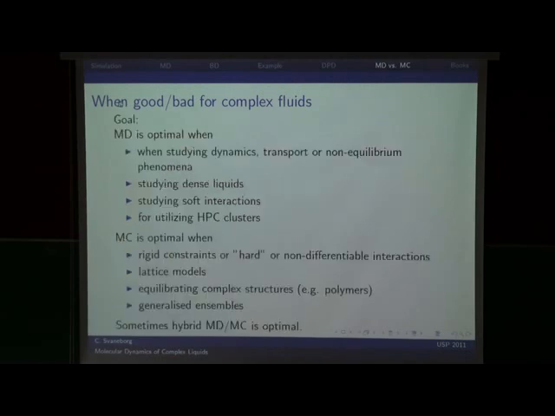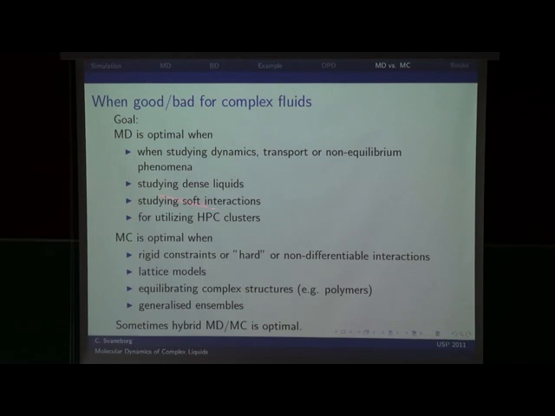So for instance, if we want to make studies of dynamic or transport phenomena and non-equilibrium phenomena, we need to use molecular dynamics techniques, because Monte Carlo doesn't have a concept of time, so we can't include time-dependent properties. Molecular dynamics is also better if we want to simulate dense liquids. This is because if you do Monte Carlo simulations, you need to create a neighbor state, and it will be difficult to create neighbor states in dense liquids because they always overlap if you move any particle slightly.